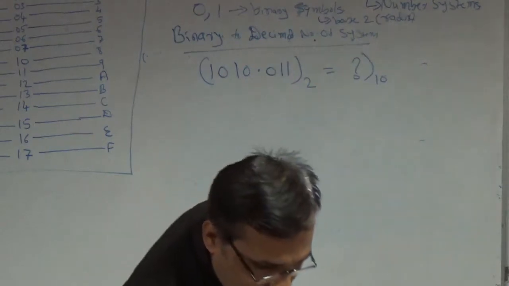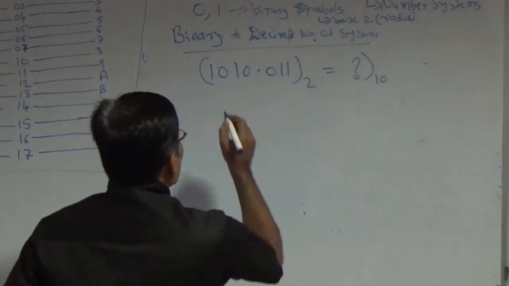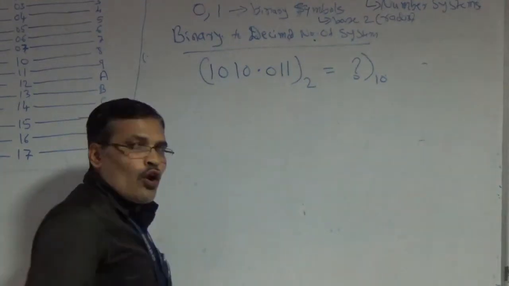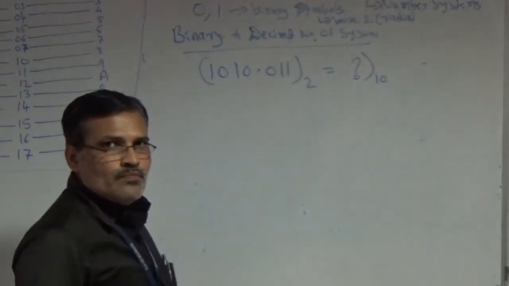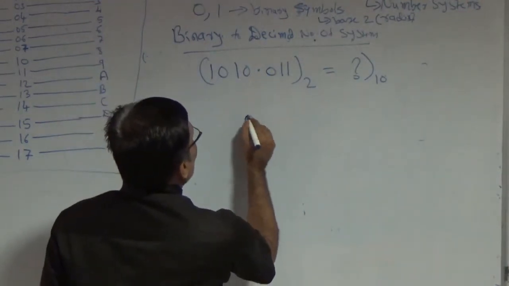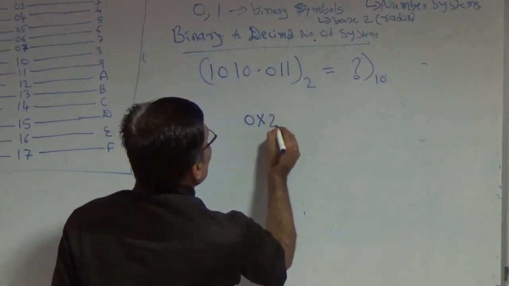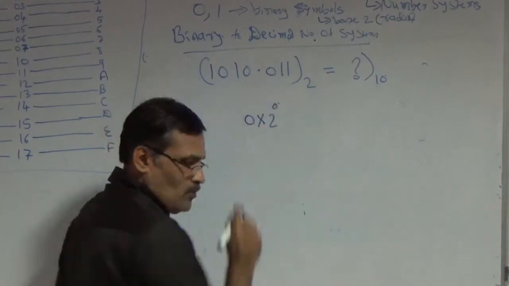Now, just write down the given number, whatever it is. Express the given number as a polynomial of 2. Let us write down the integer part first: 0 into 2 raised to 0.